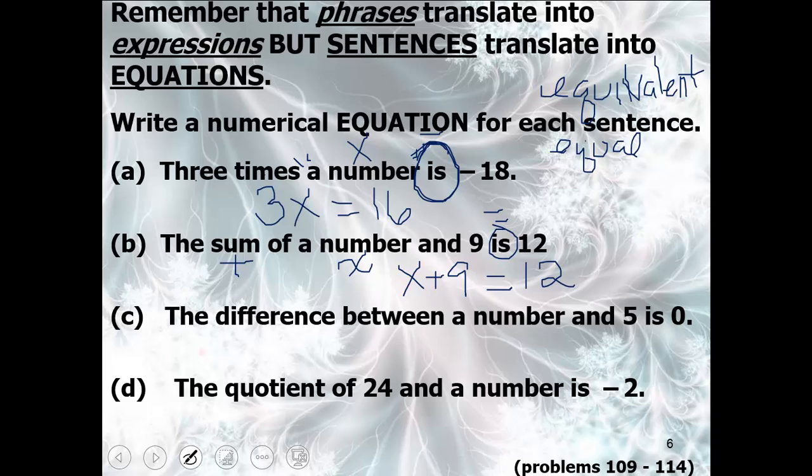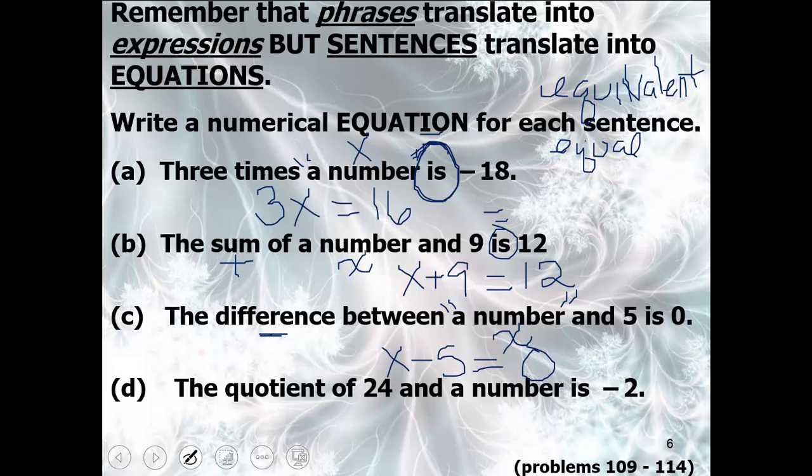You try C and D on your own, and then come back and see if you got them right. Okay, welcome back. Difference, that means subtraction. There's that key phrase, a number, so that's where we're going to put in our variable. The difference between a number and 5 is 0. So this has to be written in the order that we read it. x minus 5 equals 0.